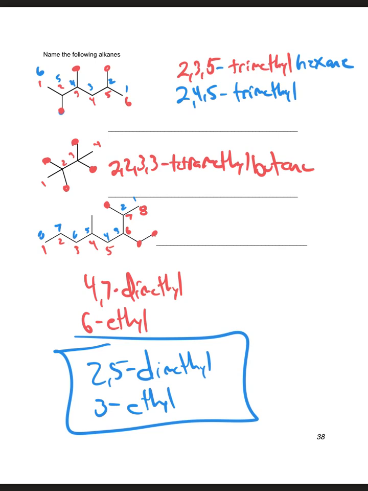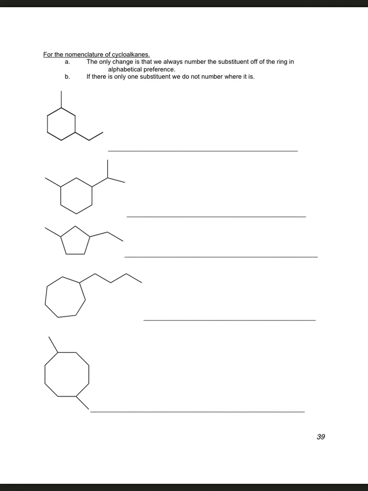So 3 ethyl, 2,5 dimethyl, and then it's 8 carbons, so it is an octane. Now with nomenclature, the spelling is important, so if you spell it wrong, it is wrong, because it's hard to do partial credit on that part. So make sure you're careful about your spelling.